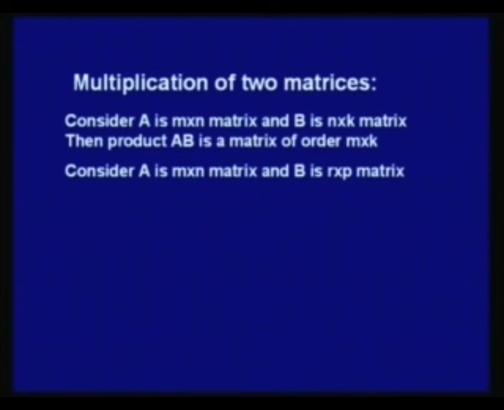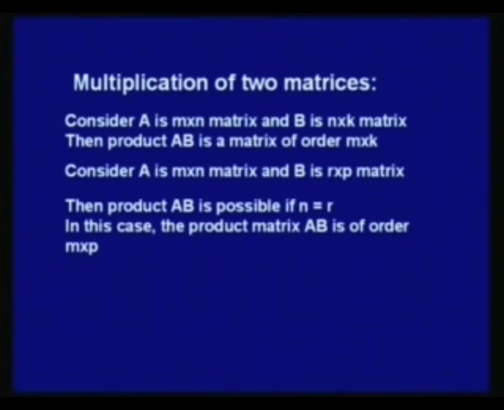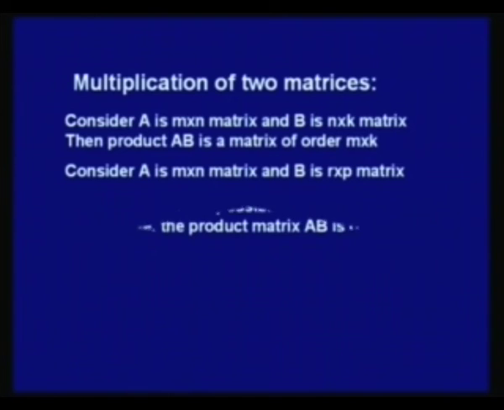Consider A is an m by n matrix and B is an r by p matrix, then the product AB is possible if n is equal to r. The column size of the A matrix must be the same as the row size of the B matrix. So, this product is possible only when n is equal to r.